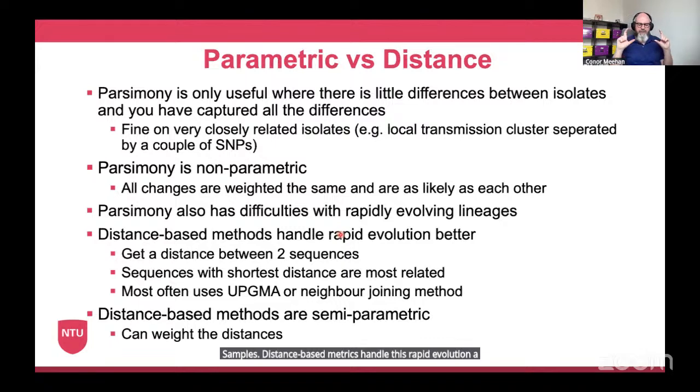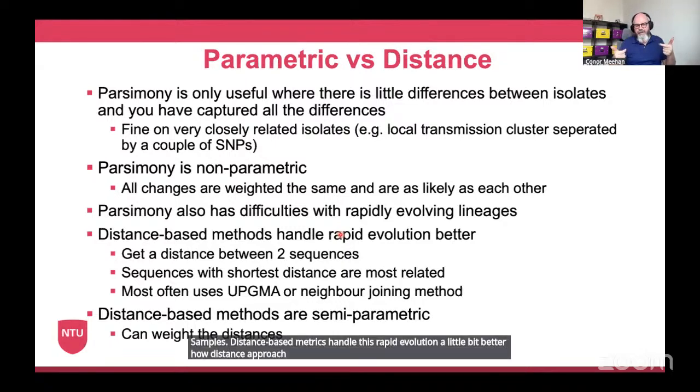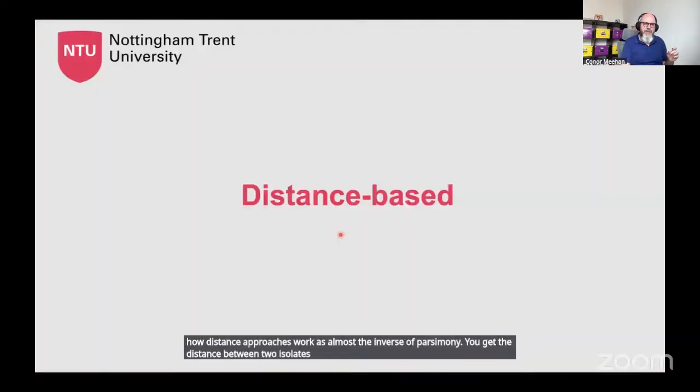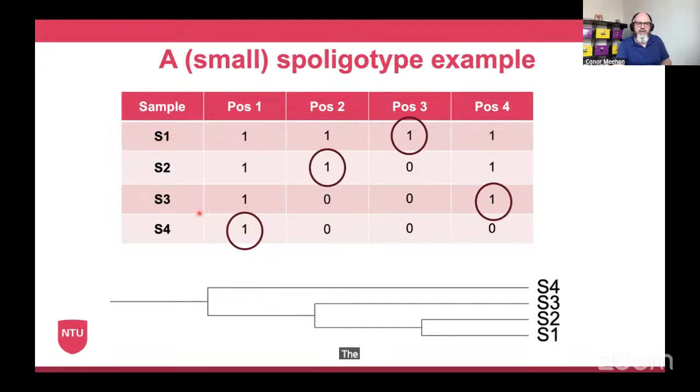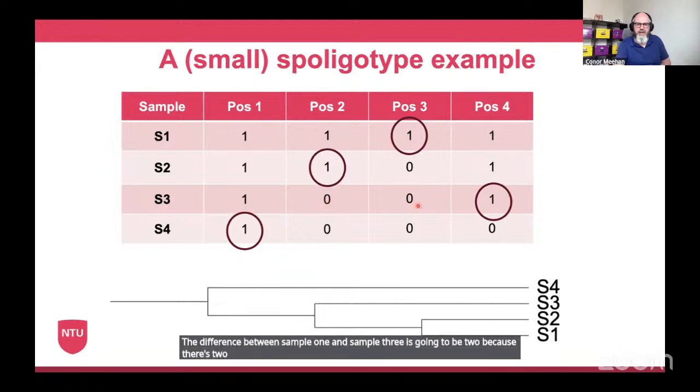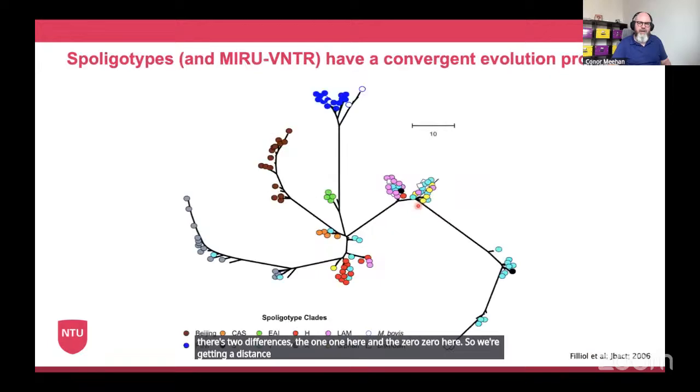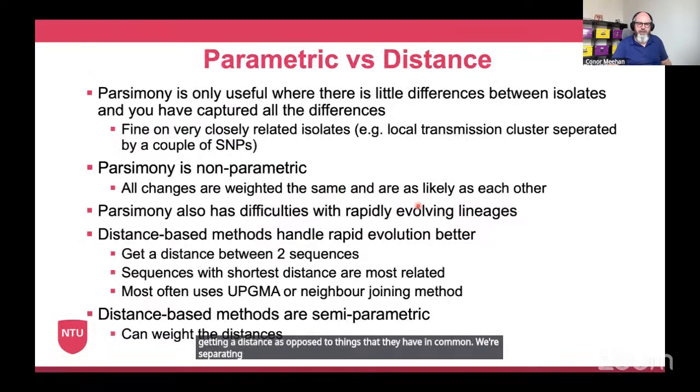How distance approaches work is almost the inverse of parsimony. You get the distance between two isolates. So if we go back here, the distance between sample 1 and sample 2 is 1 because there's one difference between them. The difference between sample 1 and sample 3 is going to be 2 because there are two differences, the 1, 1 here and the 0, 0 here. So we're getting a distance as opposed to things that they have in common. We're separating them by things they don't share.